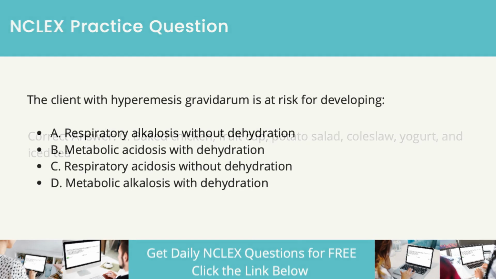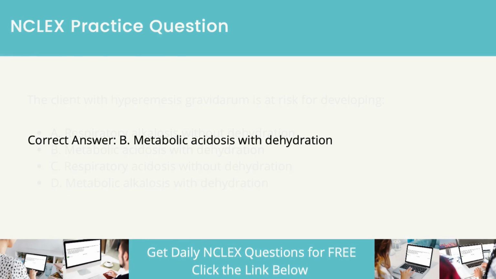The client with hyperemesis gravidarum is at risk for developing respiratory alkalosis without dehydration, metabolic acidosis with dehydration, respiratory acidosis without dehydration, or metabolic alkalosis with dehydration. The correct answer is metabolic acidosis with dehydration.